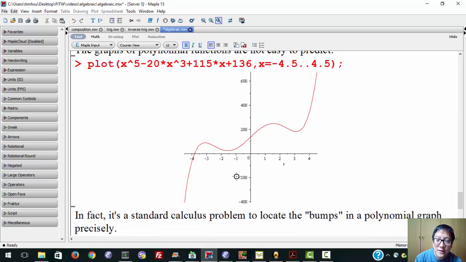It's bumpy. And look, this happens to be a fifth degree polynomial with 1, 2, 3, 4 bumps. In fact, we'll explain in this course why there cannot be more than 4 of those bumps. In general, you sort of expect there to be 4 bumps. Bump, bump, bump, bump. And it is, in fact, a standard calculus problem to locate these bumps in a polynomial graph precisely. So, in principle, at least, even though the calculations can be kind of gnarly, one of the things we learn how to do in this class is to figure out what the coordinates of these points are.